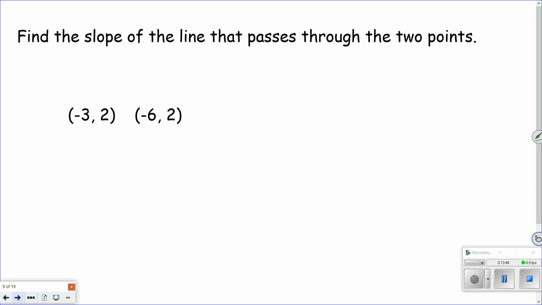I want you guys to try this one. So see if you can find the slope of this one. Pause the video for a second, give it a try, and then we'll come back and look at it together.